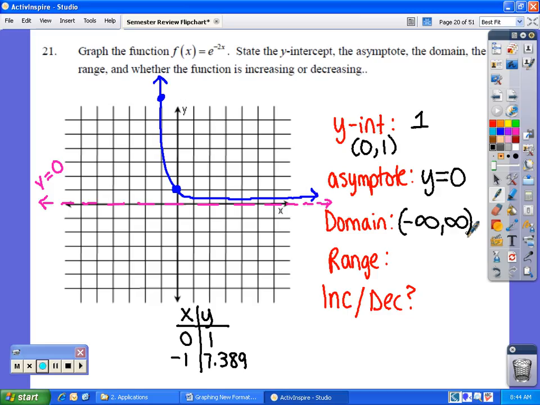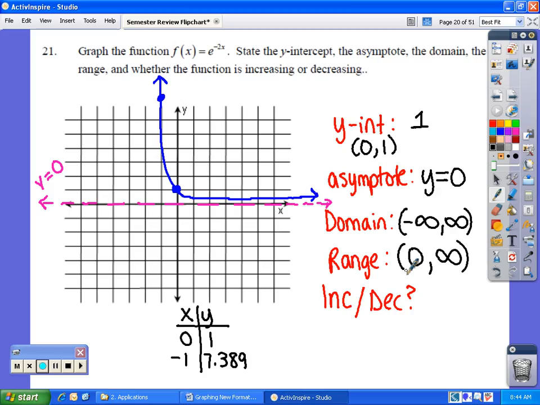The range, as I go down and up, the lowest value gets really close to 0. And the highest value, there is none. It goes to infinity. So my range goes from 0 to infinity. Make sure that you have a parenthesis, no bracket. It never touches 0. It never hits 0. It gets close to it. So you should have a parenthesis.